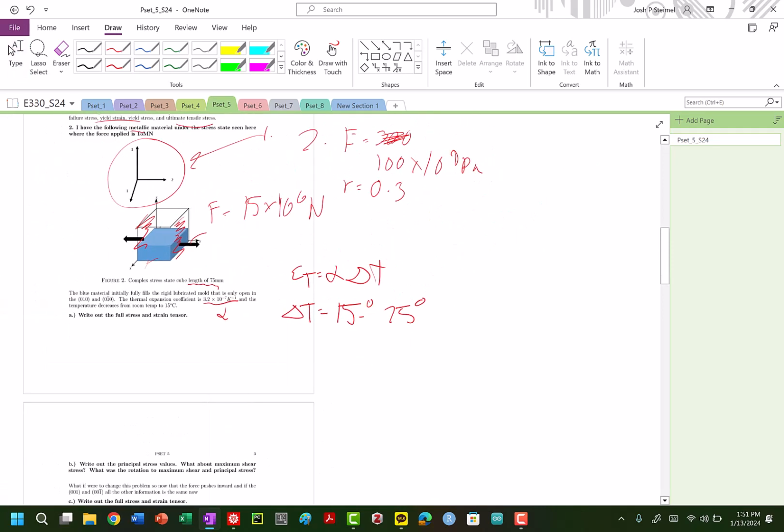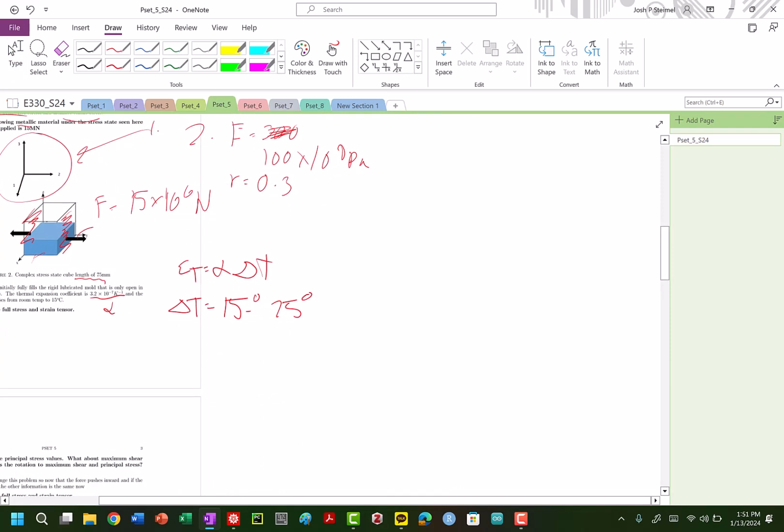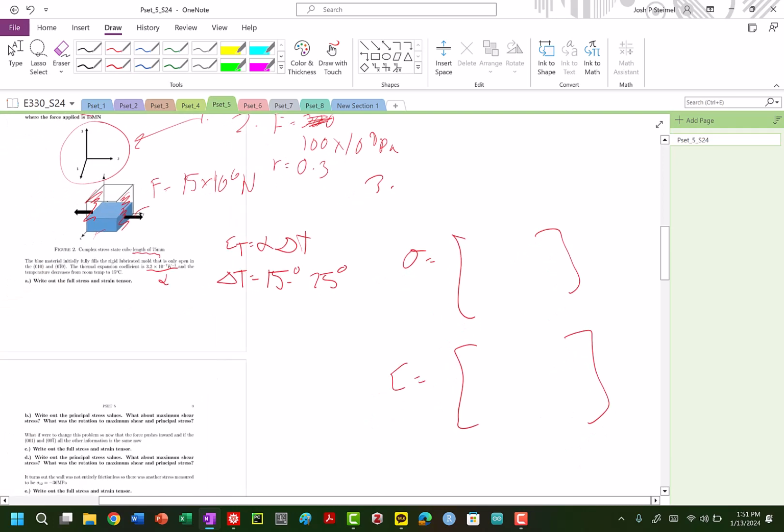So we've done steps 1 and 2. Now we need to do step 3, which is write out our stress tensor and write out our strain tensor as such. So, will there be a stress? Initially it fully fills this lubricated mold, so we know that there's a stress in the 2-2, and that stress is going to be positive as well. We know that there's going to be a strain in the 2-2 as well.